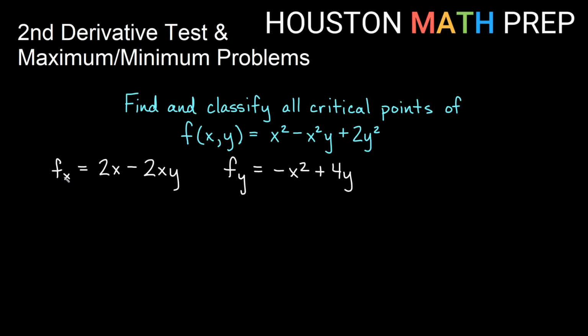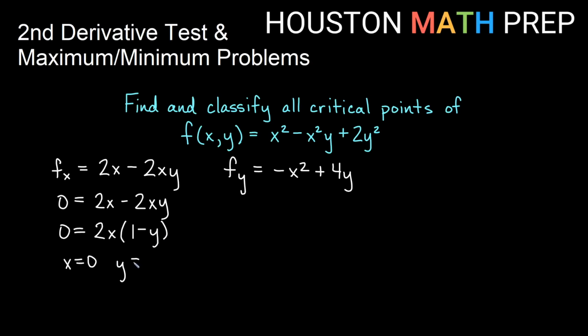All right, let's go back to where partial fx equals 0. Let's figure out when that happens. So if I set this equal to 0, I will get 2x minus 2xy equals 0. I could factor out a common 2x here. So I could say 2x times the quantity 1 minus y equals 0. And then that's going to be true when 2x equals 0, in other words, when x equals 0, or when 1 minus y equals 0, and that's going to be true when y equals 1.